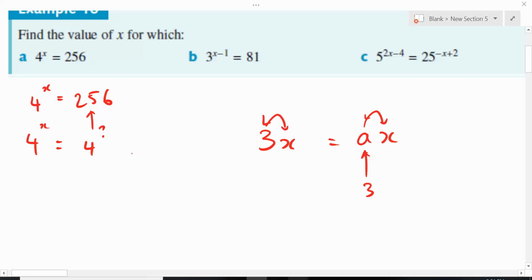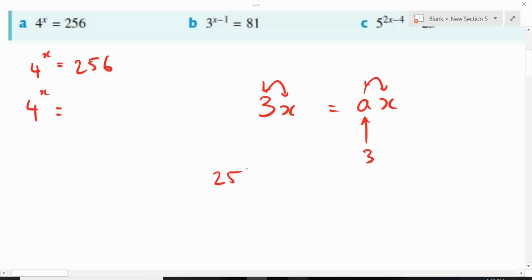Okay? Now, most of us won't know 4 to the power of what will give you 256. So what you're going to use is a factor tree. Yeah, it is 4. But you're going to use a factor tree to help you, 13b, to break this down. So let's break this down. 256. We're going to rewrite it again. 2, 5, 6. Let's break it down.